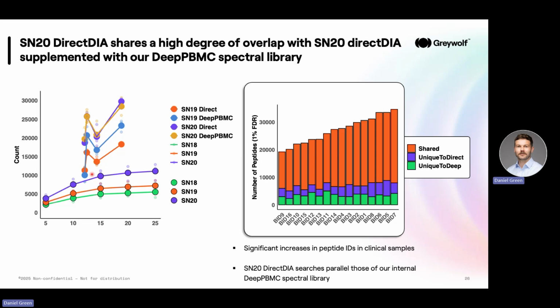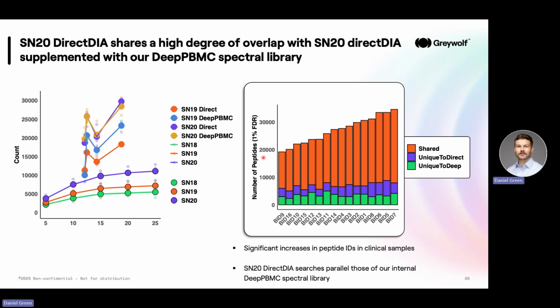But what is really interesting on the right-hand side is you can take this set of peptides that are identified with the Spectronaut 20 directDIA library-free search, and you can overlap them with the set of peptides that are identified in the Spectronaut 20 deep PBMC search. And what was interesting for us to see is that these are really not diverging sets of peptides. So the library-free method in Spectronaut 20 is actually able to recover a really significant proportion of all of those peptides that were being found with the deep PBMC library.